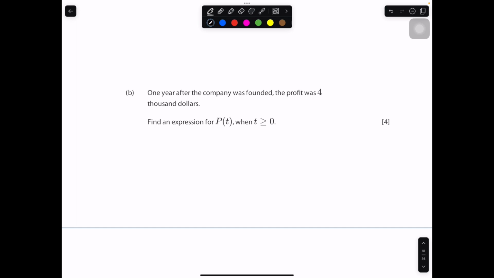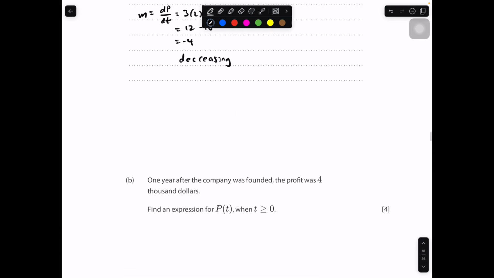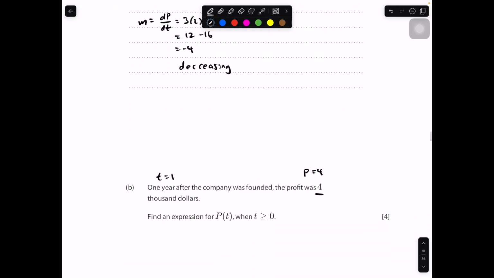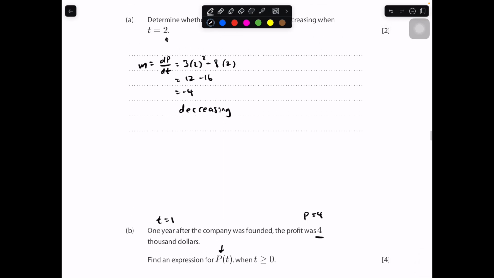Alright, 1 year after the company was founded, the profit was $4,000. Find an expression for P of t. Okay, so again, they're giving us a point: 1 year, that is to say when t is equal to 1, profit was 4. They're saying, hey, we've given you the derivative, can you find the original function? Okay, so let's write it out.